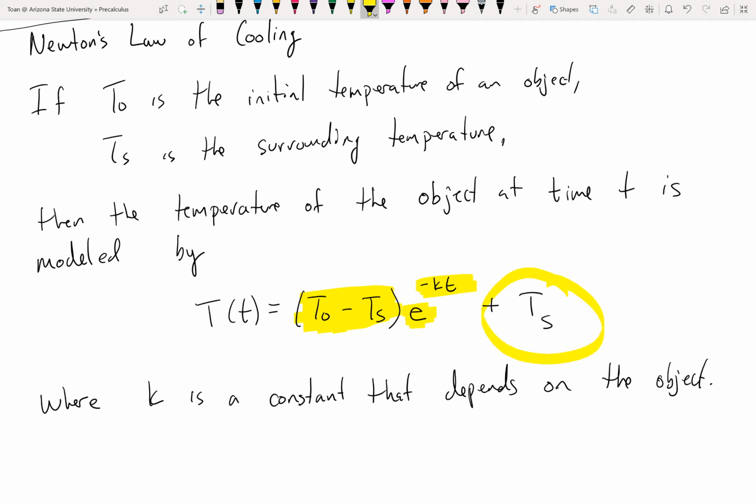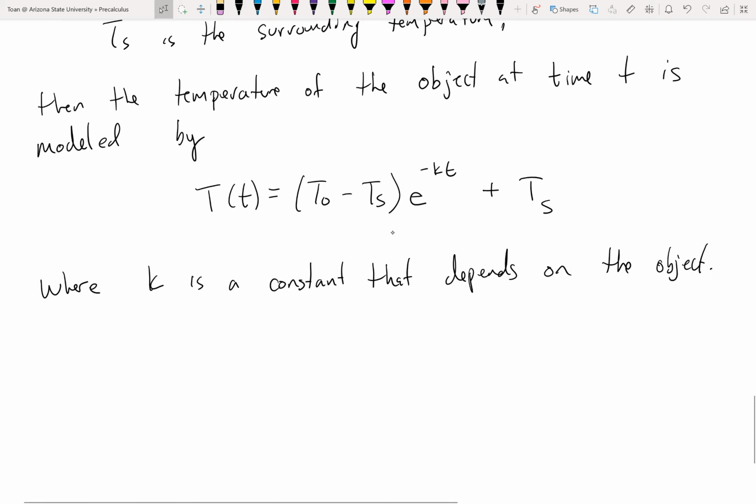That's the asymptote. You know that when you leave an object to cool to room temperature, it'll never ever get colder than room temperature. So that's why we need the horizontal asymptote to be the surrounding temperature. So that's why there's a shift upwards. But to use it, again, like always, just read what the information tells you and plug stuff in.